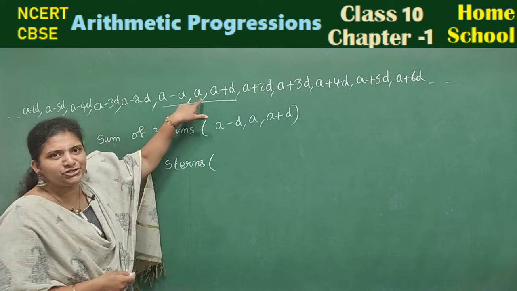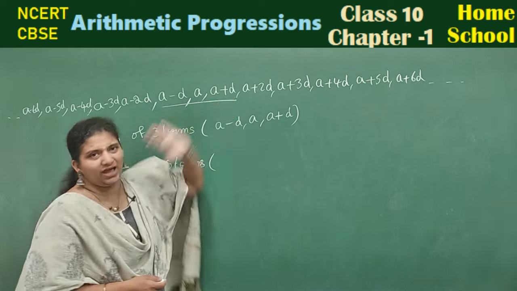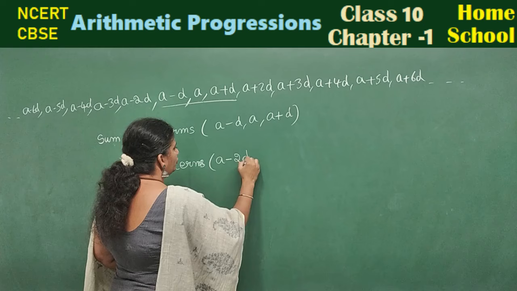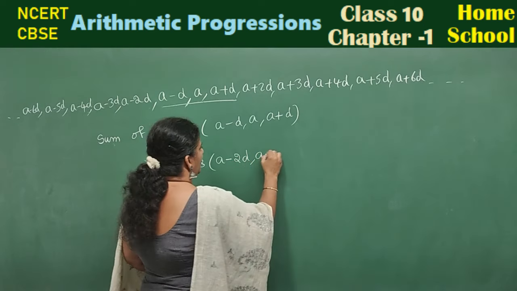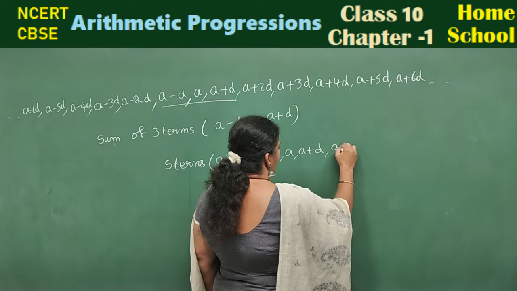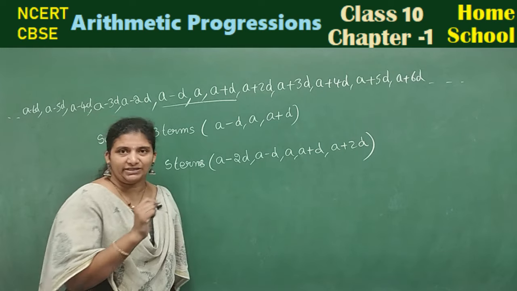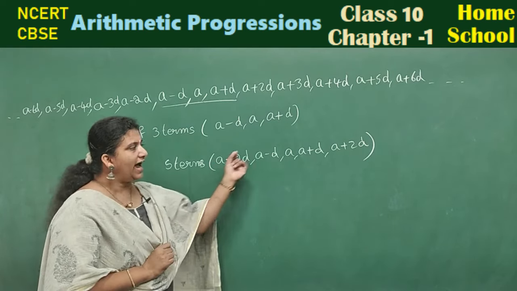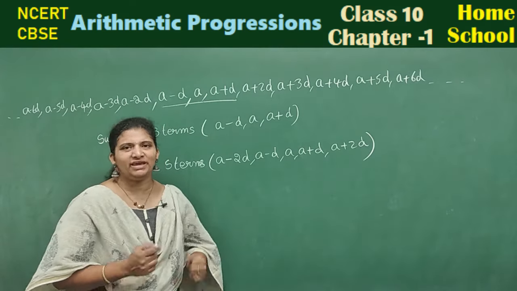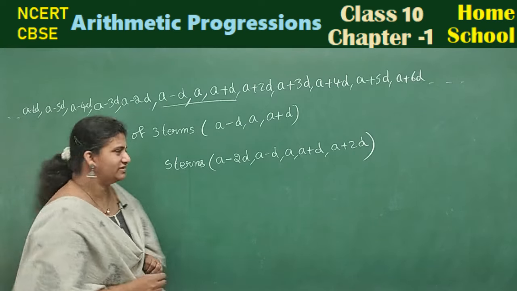Make sure A is in the middle. 1, 2, 3, 4, 5. So take the 5 terms as A minus 2D, A minus D, A, A plus D, A plus 2D. So these are the 5 terms you need to assume in the problem. If you add all these, what happens? Minus D plus D, minus 2D plus 2D will be cancelled. Then what about 4 terms?